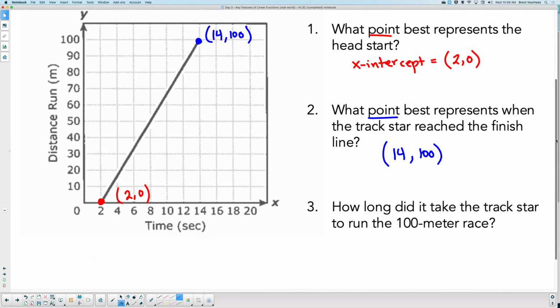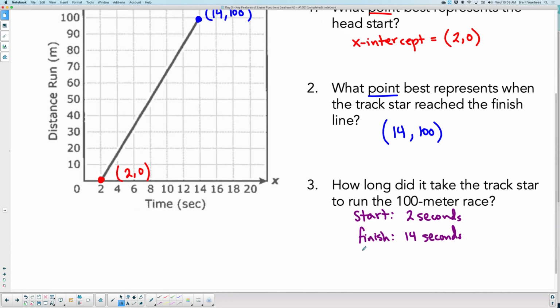Deja says it. How many seconds did it take to run it? 12 seconds. Why is it 12 seconds again? How did you get 12? If the start time was 2 seconds and the finish time was 14 seconds, how long did they actually run? You would say the race or the run was actually 14 minus 2, which equals 12 seconds. There you go. 12 seconds is the answer to this one. They ran for 12 seconds.